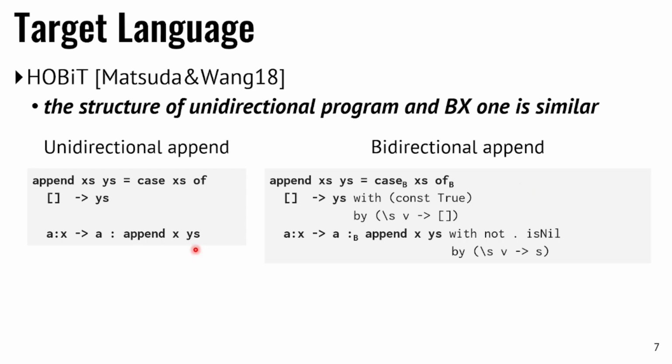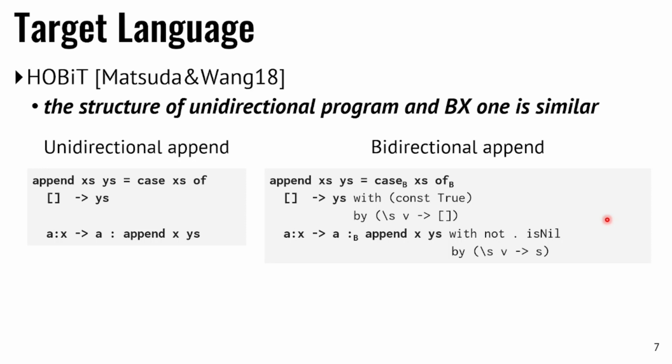Append function takes two lists, xs and ys, and considers two cases. If xs is an empty list, then it returns ys. If the form of xs is a cons x xs', then it returns a cons x (append xs' ys). This is the usual append function. And next, please see the right code. The right code is bidirectional append written in HOBiT.